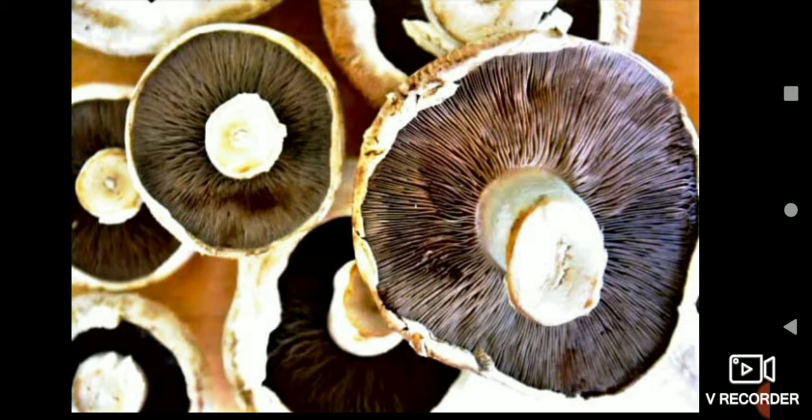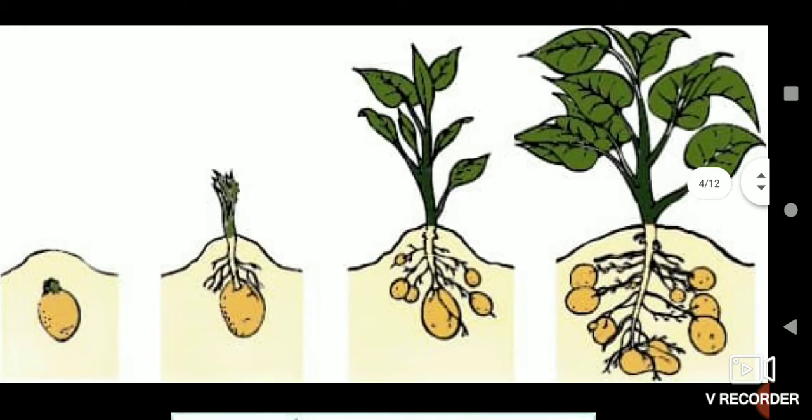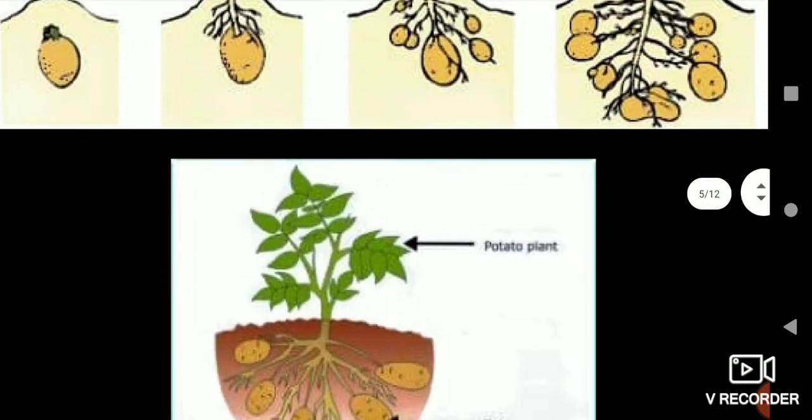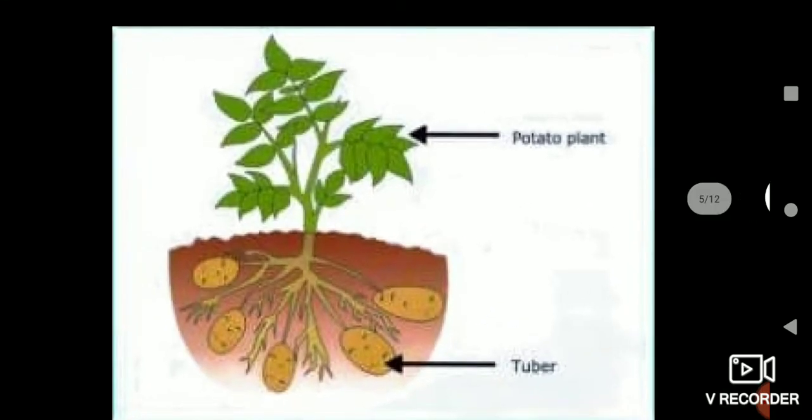Second is reproduction from stem. Onion, ginger and potatoes are underground stems. We can see here in the picture they grow buds on the stem and then they convert into a potato. So new plants are grown from these buds. This is how a potato plant looks.